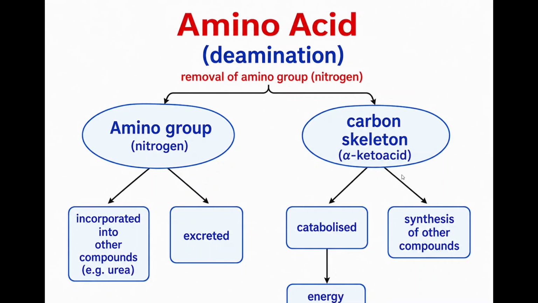So this is the image that should be clear in your mind, that the carbon skeleton can be used to make other compounds that the body needs, or it can be further catabolized to produce energy. Under this umbrella I would see glucose and ketone bodies, because the ultimate goal of glucose and ketone bodies is to produce energy.